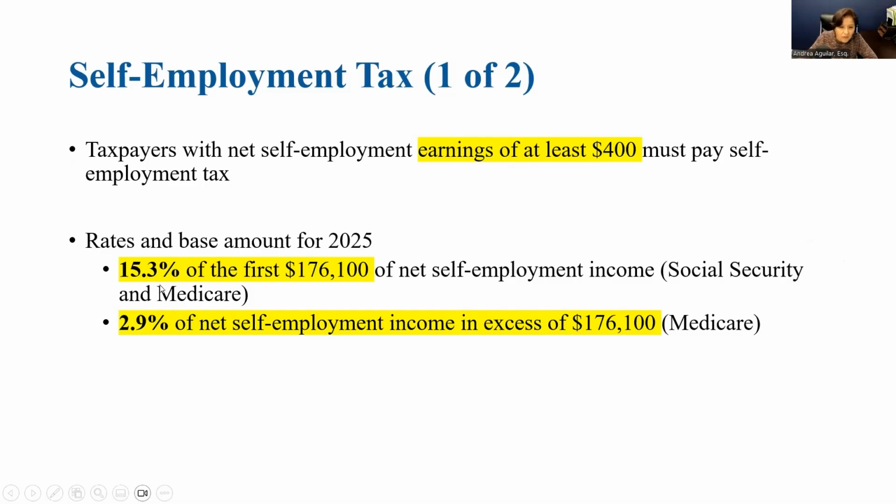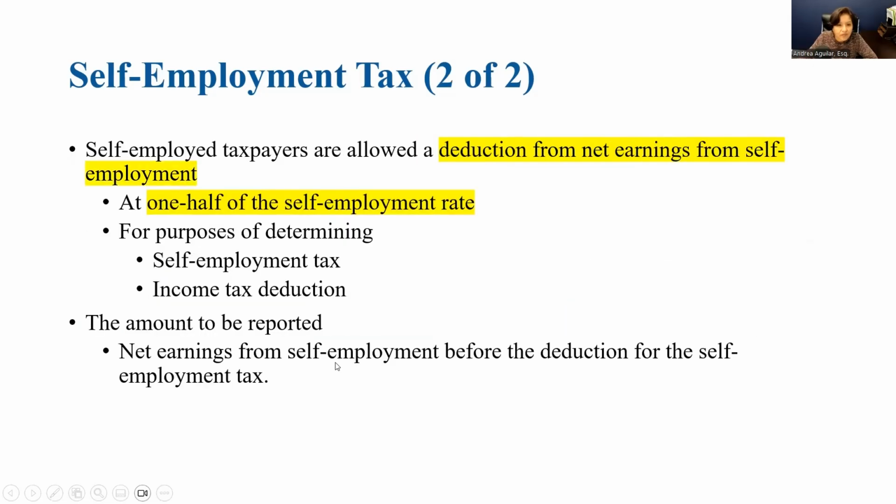I mean, here they are combined on this amount, $176,100. They are subject to both, but any excess is just subject to Medicare taxes, and the applicable tax rate will be 2.9%. Self-employment taxes are allowed a deduction from net earnings from self-employment, and the deduction, you already know, is 15% of the self-employment rate. And that is an above-the-line deduction.